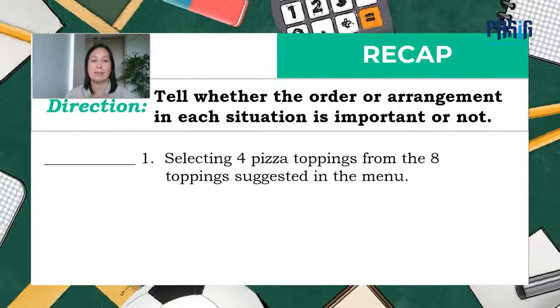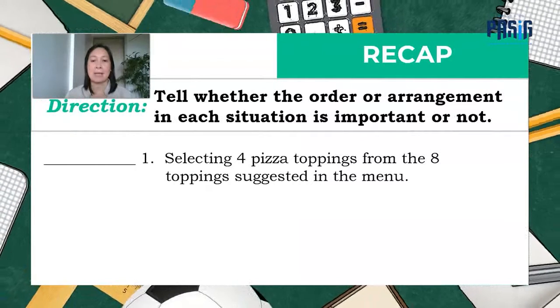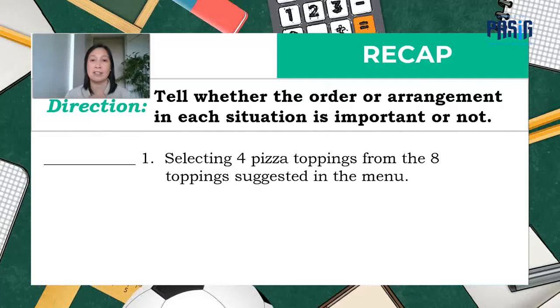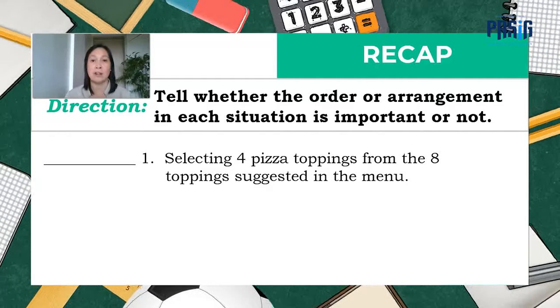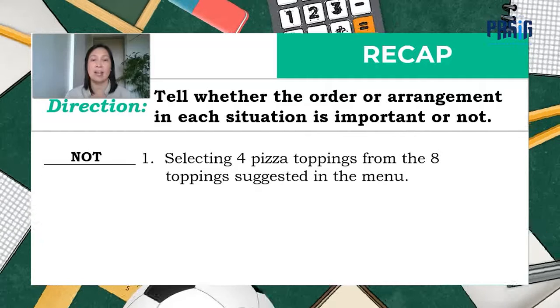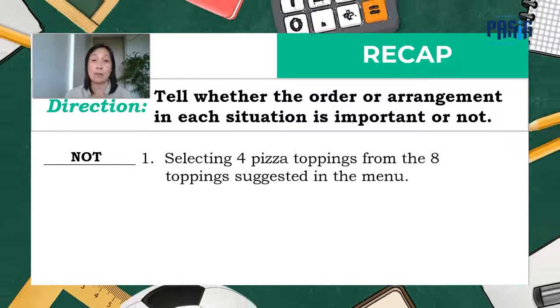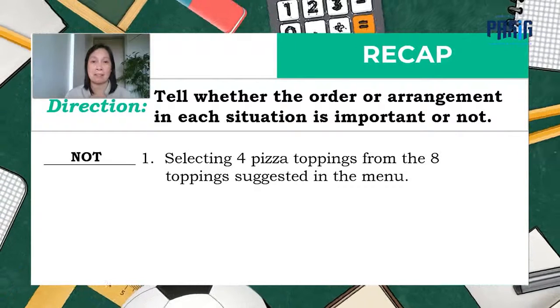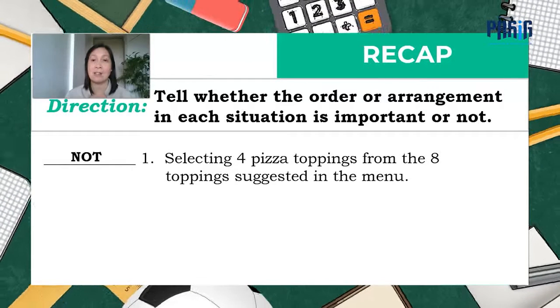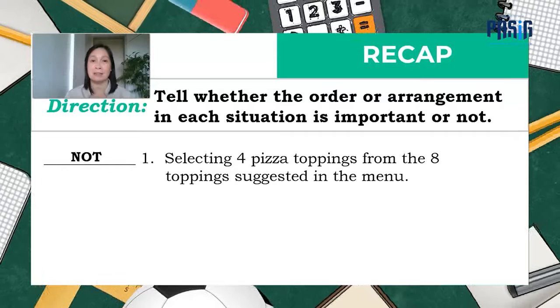Number 1. Selecting 4 pizza toppings from the 8 toppings suggested in the menu. Correct. Not important. The order of the pizza toppings is not important as all of the 4 toppings will be placed on the pizza crust. Thus, arrangement is not important.